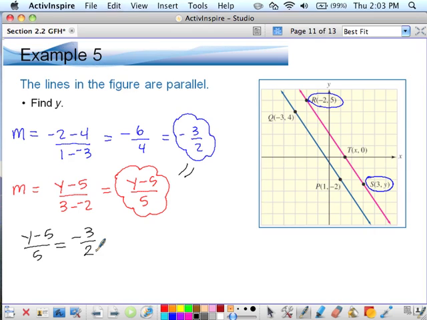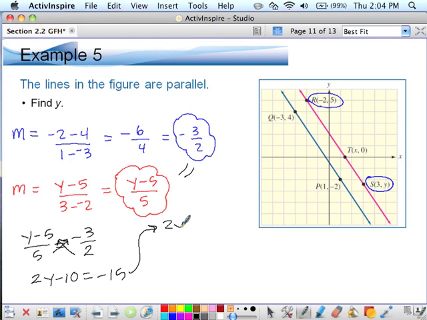That looks like a proportion. It's a fraction equals a fraction. So we could solve that by cross multiplying. 2 times y minus 5 is 2y minus 10, and that has to equal the other cross product, 5 times negative 3, which is negative 15.